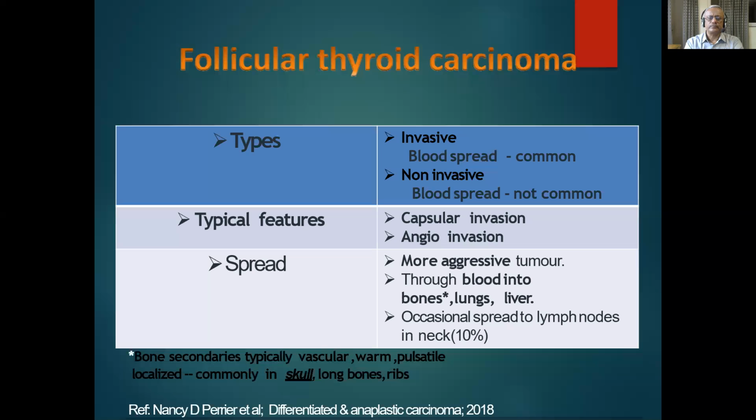So follicular carcinoma can be invasive or non-invasive. Of the invasive type, the most common is blood spread. The non-invasive spread, the angio spread, is not common. The typical features are capsular and angio invasion. Follicular thyroid carcinomas are more aggressive tumors, spreading through the blood into bones, lung, and liver. Occasional spread to lymph nodes is seen in around 10% of cases.